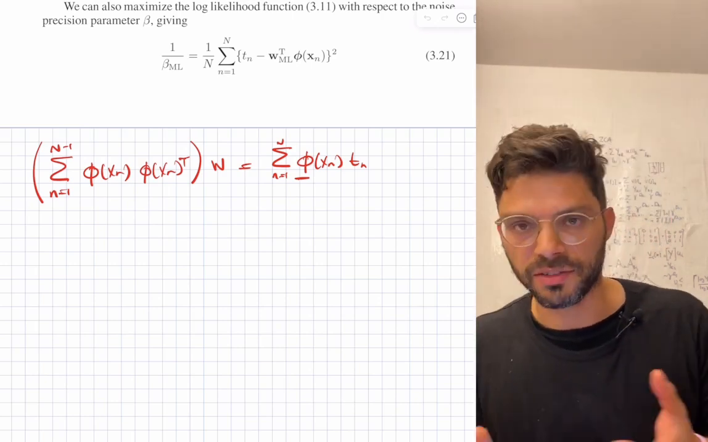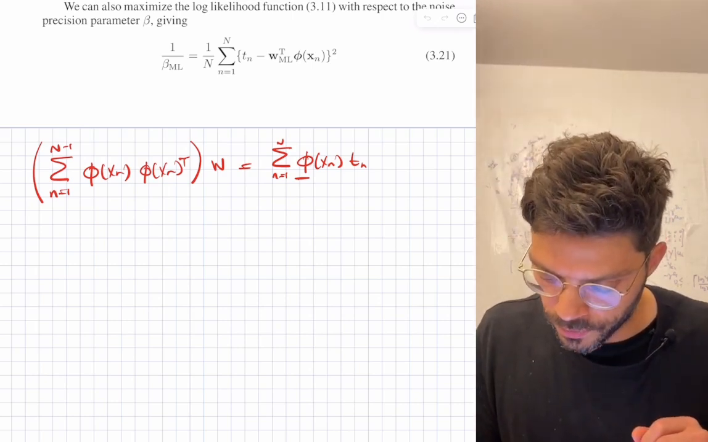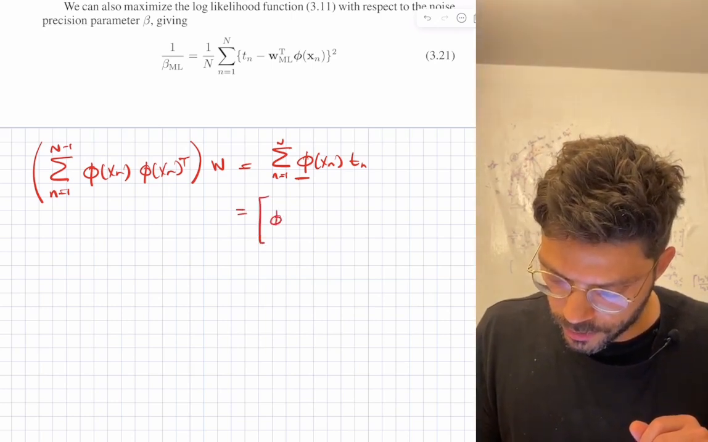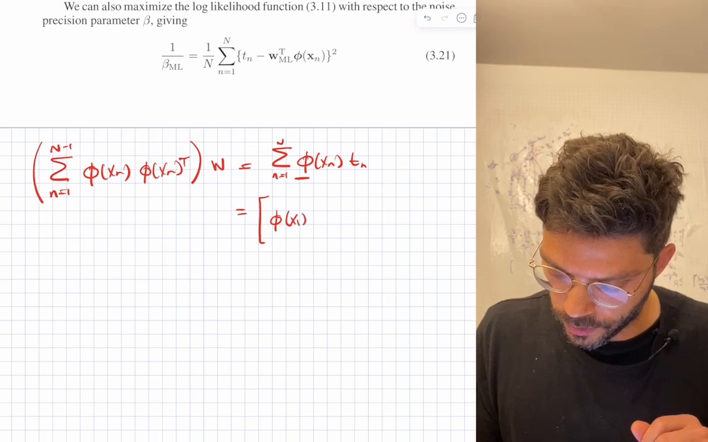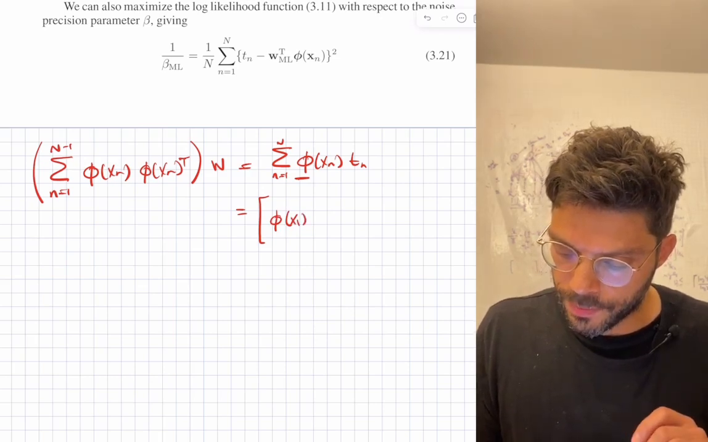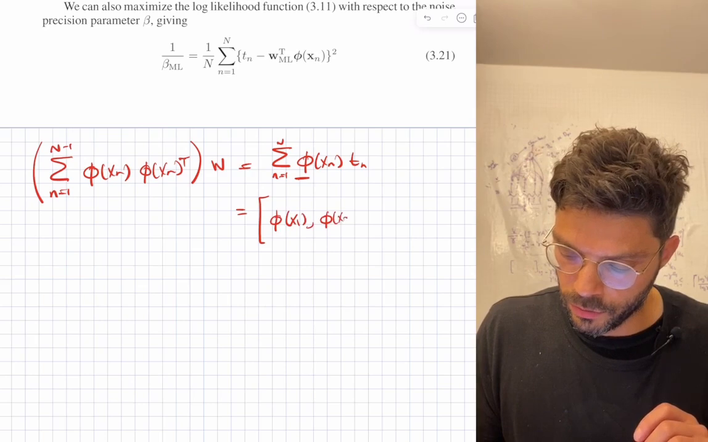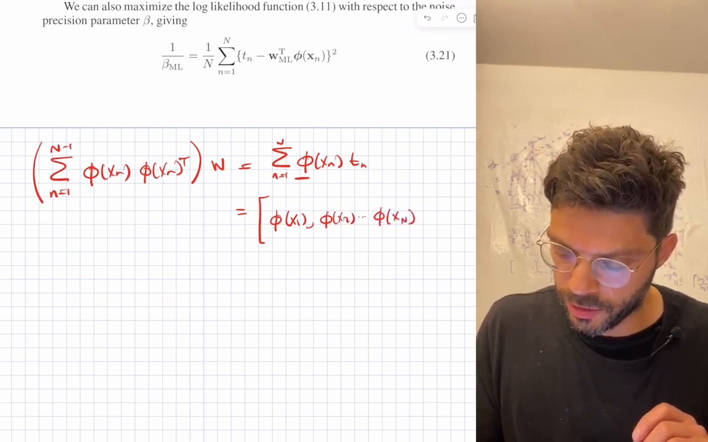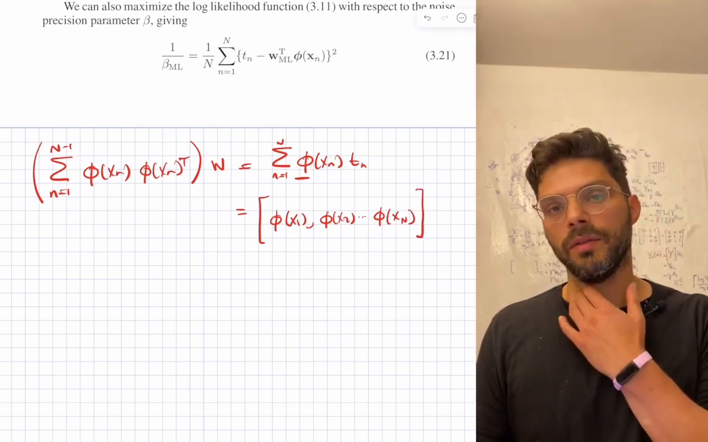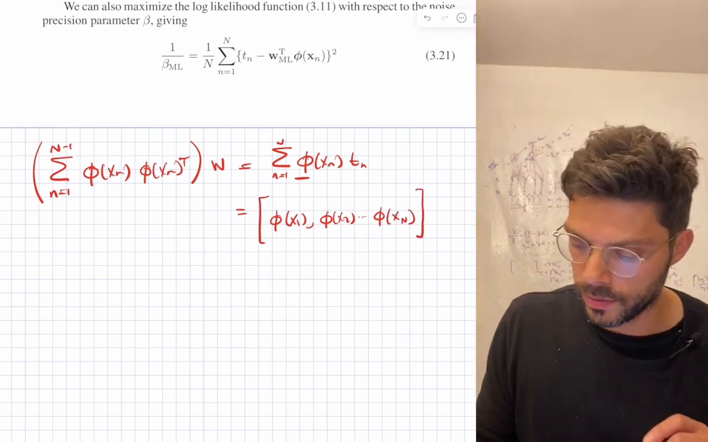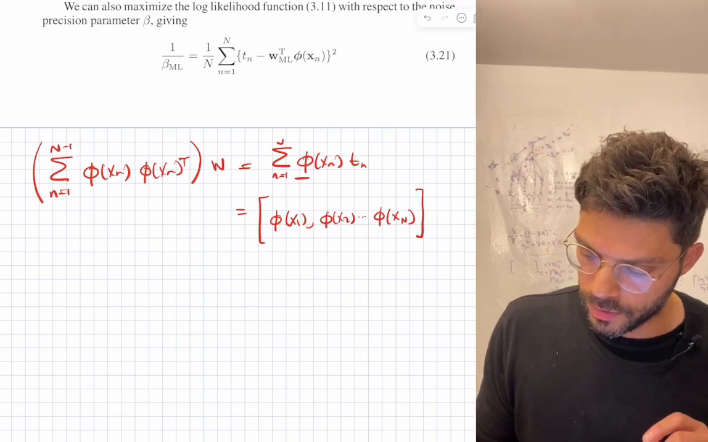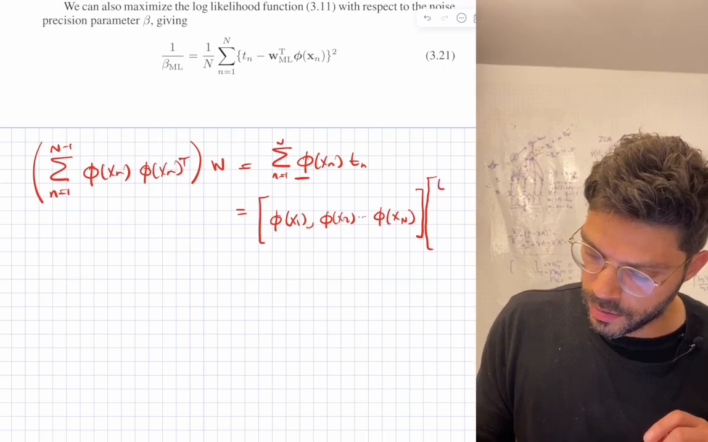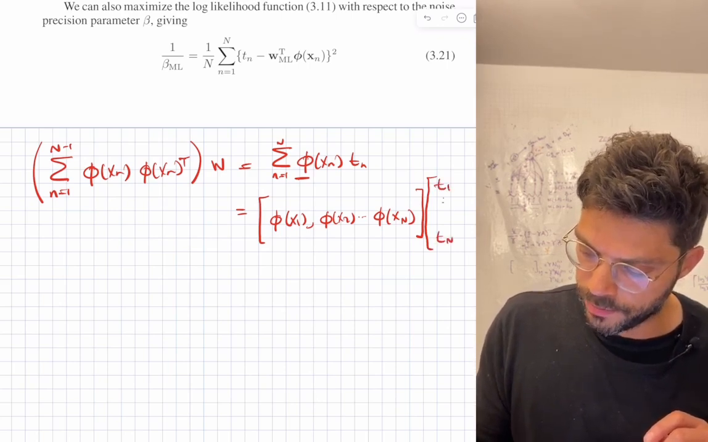So the first thing to do is let's start with the right-hand side. It looks like the simplest thing. And we see that we can actually write this as phi of x_1, phi of x_2, all the way to phi of x_N. So we're going to pack this into a matrix where the columns are the features evaluated on each data point. Oops, let me map this out fully. So here, times t_1 to t_N.